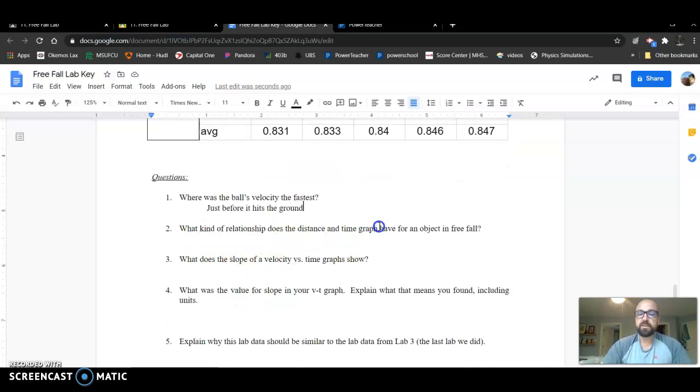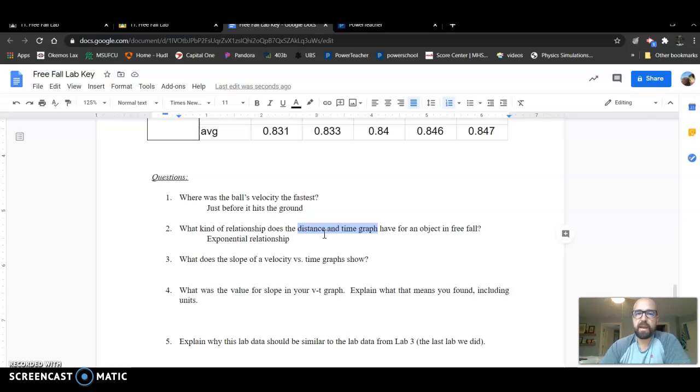What kind of relationship does the distance and time graph show for an object in free fall? So this, we already knew this from previous labs, but this is an exponential relationship. So as time goes on, the object is moving faster, meaning it's covering more distance. So that's that shape of the graph that starts to increase up. And so people gave me different answers for this, that I think they just weren't thinking about the graph, or they were just interpreting it like the word relationship, what that means.